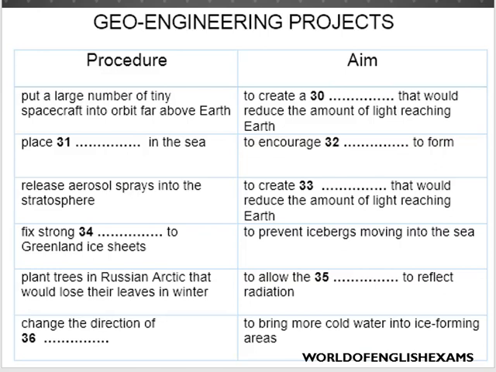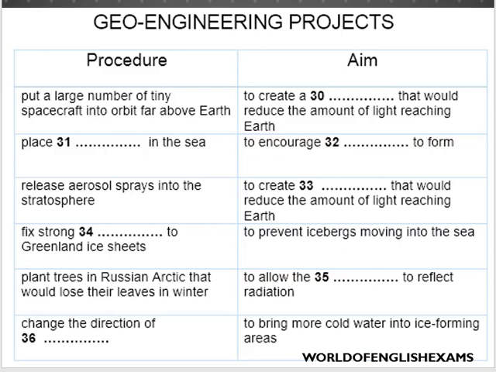Then the second one is place dash in the sea. So place is a verb. After a verb, if there is a blank, definitely the answer is a noun. So we are placing something in the sea. Okay, so the aim of that is to encourage dash to form. Again, encourage is a verb. After the verb, there is a blank. So the answer is a noun. Okay, so something is forming.